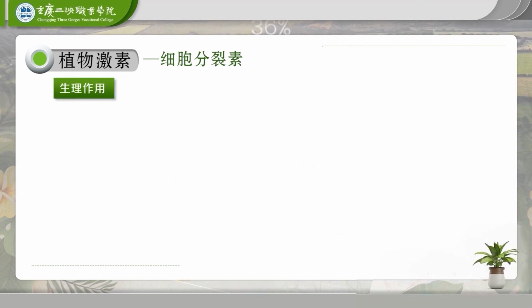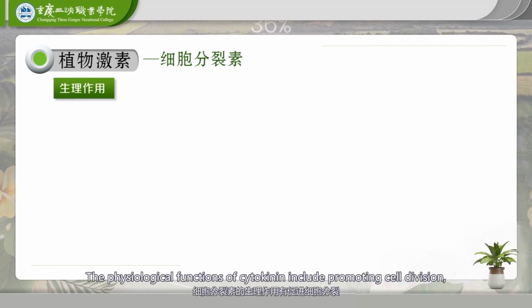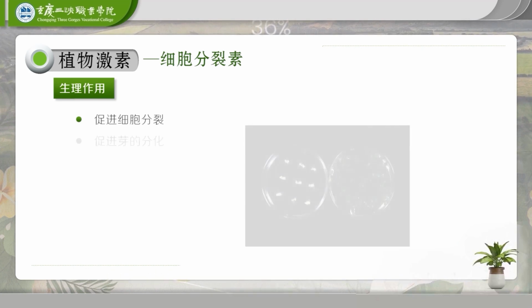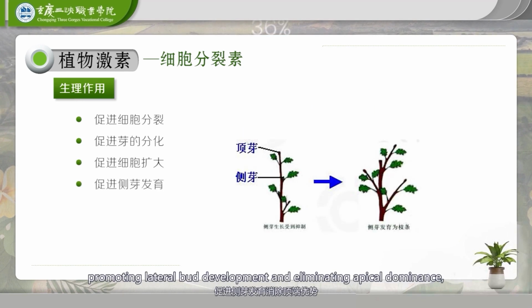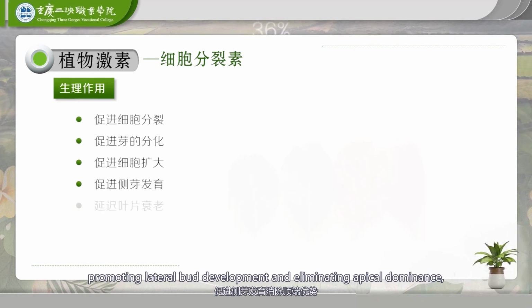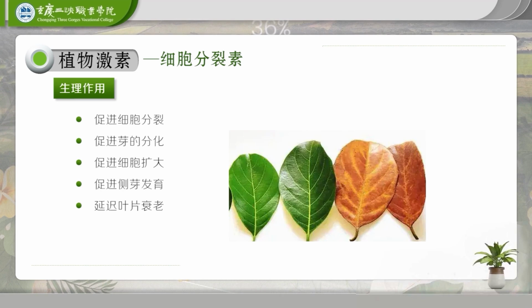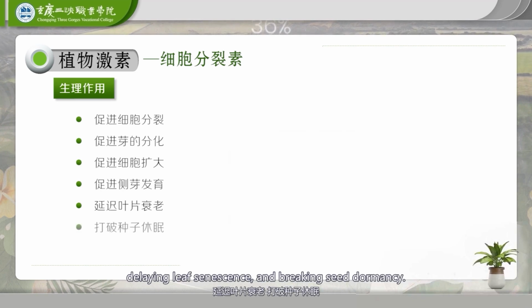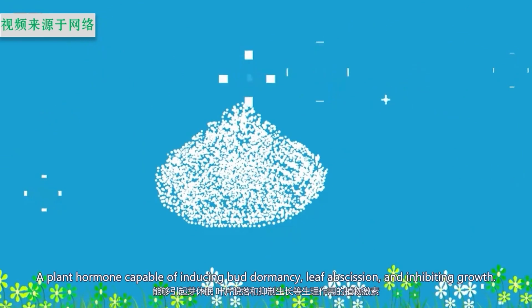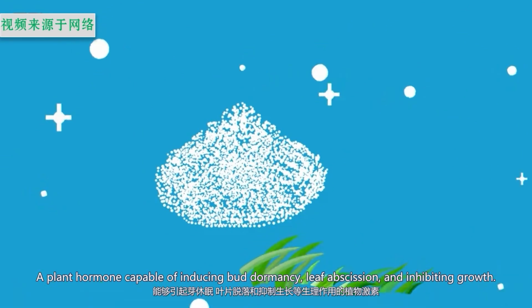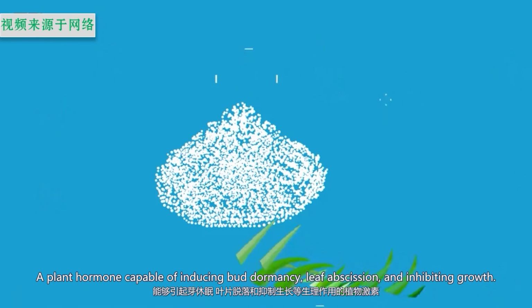Physiological effects. The physiological functions of cytokinin include promoting cell division, promoting bud differentiation, promoting cell expansion, promoting lateral bud development and eliminating apical dominance, delaying leaf senescence, and breaking seed dormancy. 4. Abscisic acid. A plant hormone capable of inducing bud dormancy, leaf abscission, and inhibiting growth.